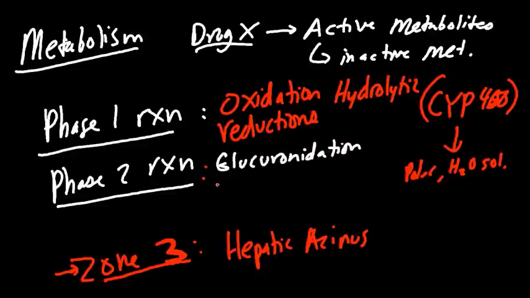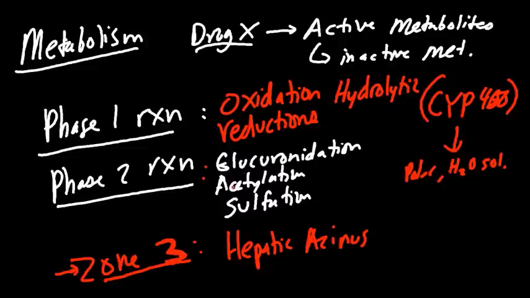Glucuronidation, for example. We're going to see acetylation and sulfation. There are others. These are the three highest buzzwords: glucuronidation, acetylation, and sulfation. What this is doing is converting it into inactive metabolites, most likely. Now there are exceptions to everything I say, like maybe the drug that you're given is already an active metabolite. However, in most instances, our phase 1 reaction is going to make our active metabolites.